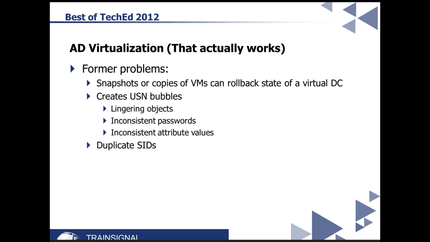And what it did was it created something called a USN bubble. Now, this is a place where I'm on the border of going into a deeper level than some of you may be ready to take on. But the idea is if you take a domain controller and put it back to a previous point in time, the way the current replication topologies are set up, you have problems. You get lingering objects, inconsistent passwords, and inconsistent attribute values, and I'll add to that list, duplicate SIDs. All these things happen because of the way the replication topology is currently set up.